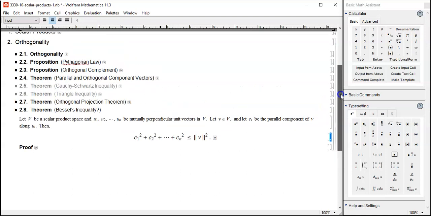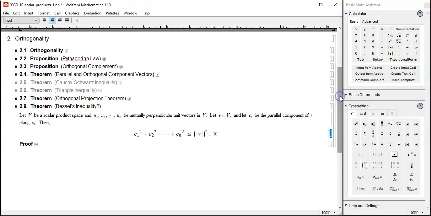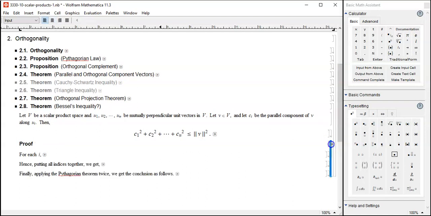But then again, in some cases, geometry is too hard. It's better to use the algebraic approach. And this is what we are going to do. Okay, here we go.